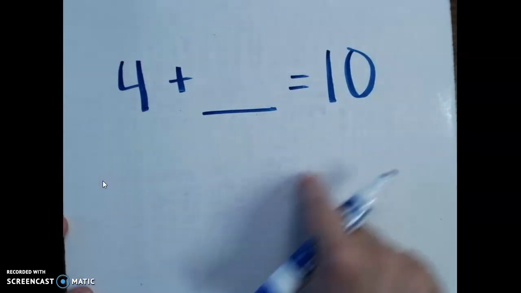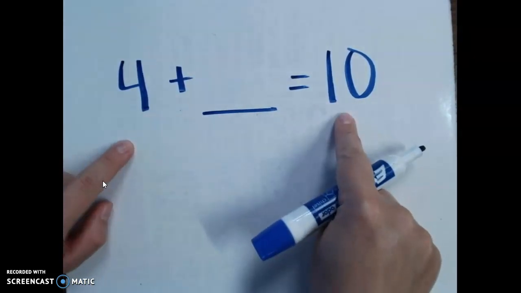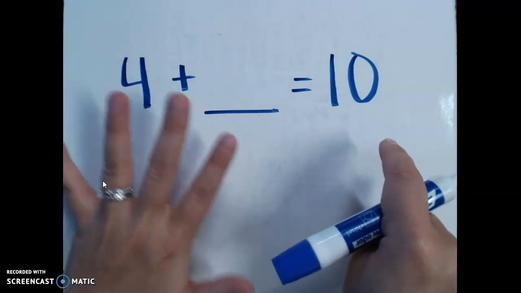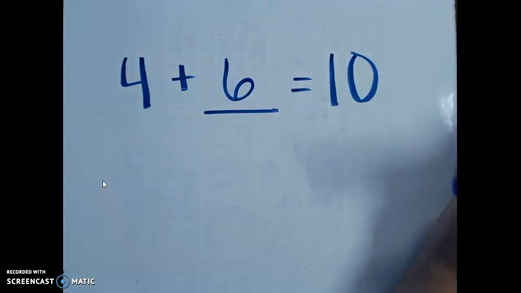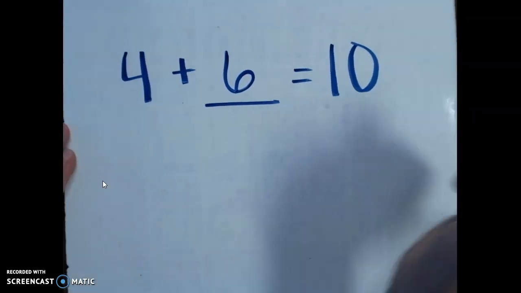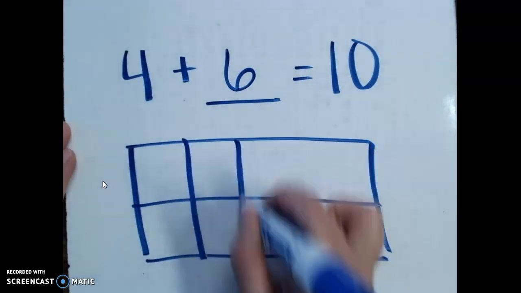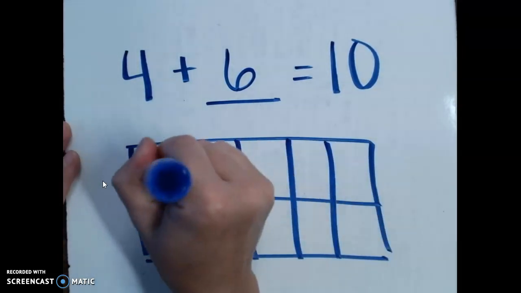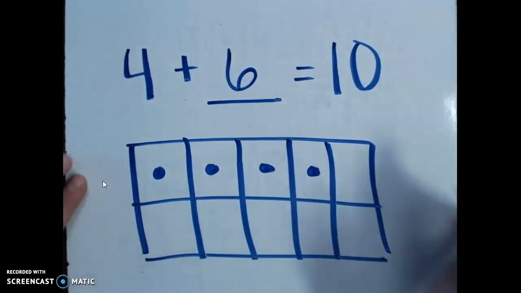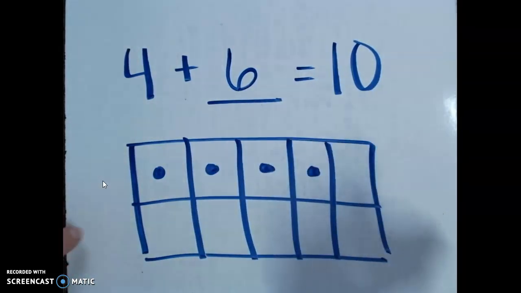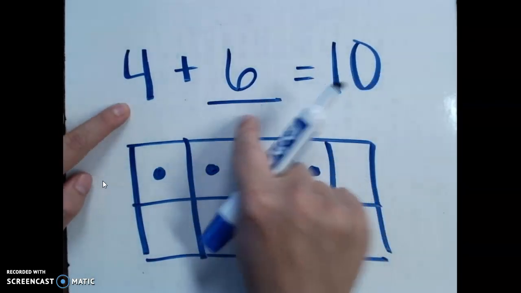So right here, I'm trying to figure out how much more from 4 to get to 10. So I could count up. I could say 4, 5, 6, 7, 8, 9, 10. Oh, 4 plus 6 is 10, right? Or I could do a tens frame, and I could do my 4 lines, 1, 2, 3, 4, and I know there's 4, and I'm trying to get to 10, right? So I know there's 5, 6, so 4 and 6 is 10. Or if you know your friends of 10, you know 4 plus 6 is 10.